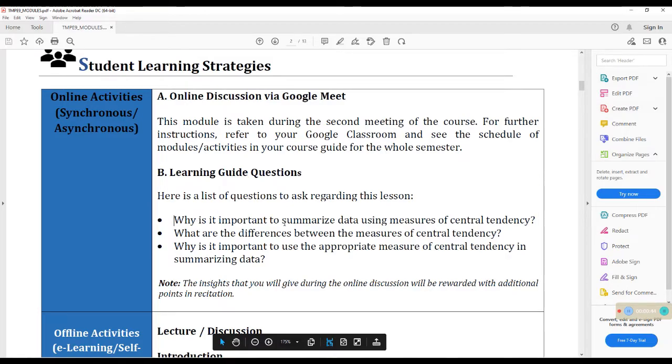Why is it important to summarize data using measures of central tendency? Next, what are the differences between the measures of central tendency? And finally, why is it important to use the appropriate measure of central tendency in summarizing data?